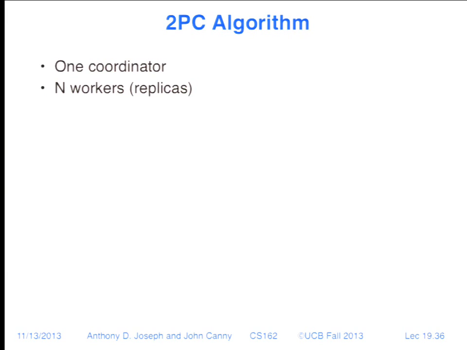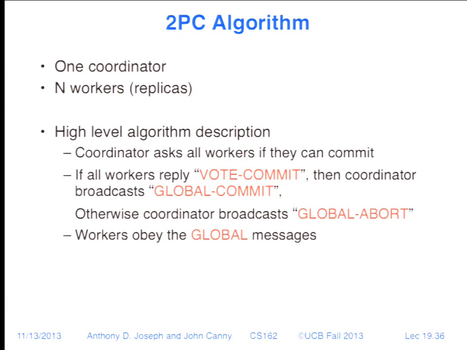All right, so in two-phase commit, there's one coordinator and then n workers, which have replicas of the data. At a high level, the coordinator is going to try to execute the commit at all the data nodes. The workers reply that they agree to the commit by voting for commit. If everybody votes for commit, then the coordinator says global commit, which is the definitive announcement of the commit. But it has to be a unanimous vote, and it has to be heard from all of the workers. If the coordinator doesn't get a unanimous vote, it'll broadcast an abort, and the workers obey those messages.